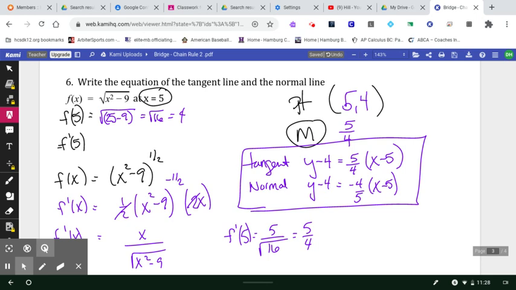All right, so take a look at my work. When I plugged in the 5, I ended up with 4 for my point. We had rewritten this together, so I took that derivative, 1/2, left the inside to the negative 1/2 times the derivative of the inside. My 1/2 and 2 canceled. So I rewrote it like this, and then I plugged in my 5 to get 5/4. So I simply put my tangent and then my normal line together.